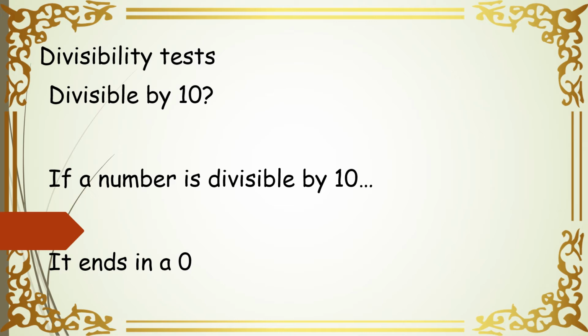Let us see the test of divisibility by 10. If a number is divisible by 10, it ends in a 0. Okay, 10, 20, 30, 40, 100, 200, 1000. तो अगर ऐसे लास्ट में 0 आता है, that means it is divisible by 10. Okay, so after 5, this is also a very simple test of divisibility for 10 because it ends with 0.